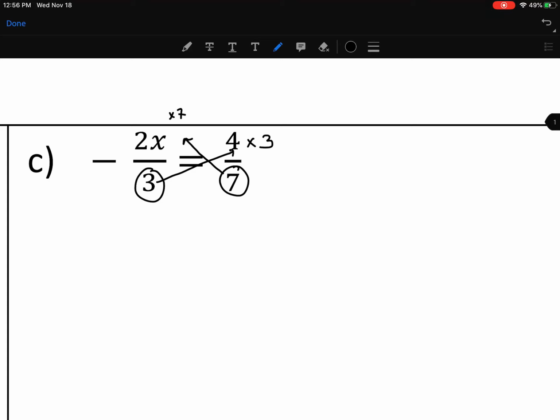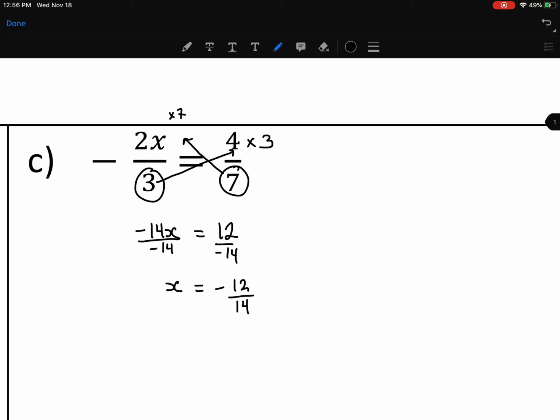And what this ends up being, if you simplify it, well, 7 times 2x, and I'll keep the negative 2x, will be negative 14x. And 4 times 3 is going to be 12. And again, we have it nicely simplified here. And now I just need to solve for x, which means we have to divide by negative 14. So x is equal to negative 12 over 14.